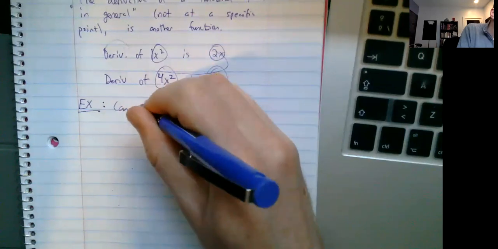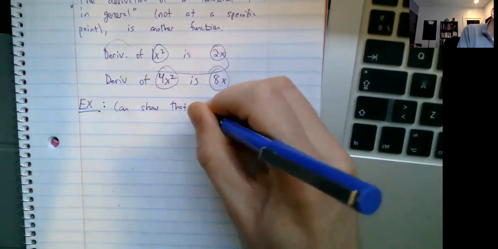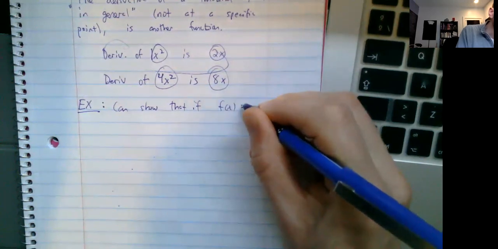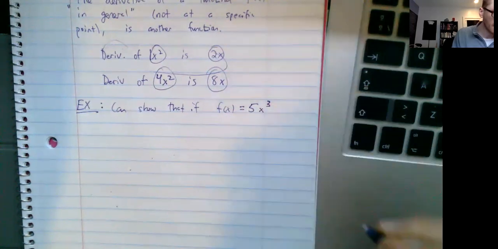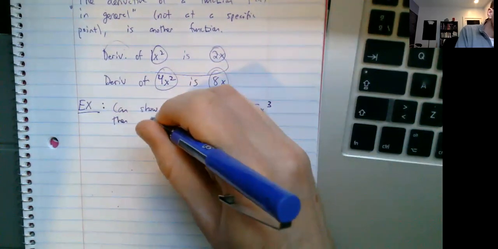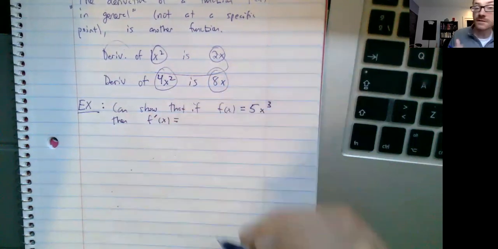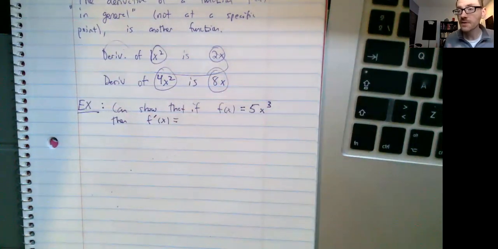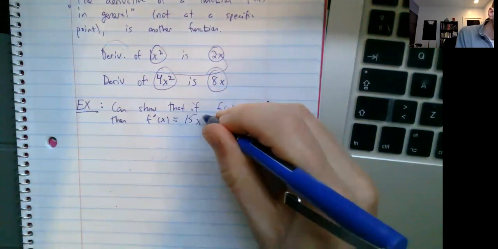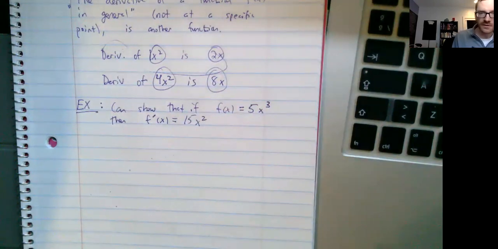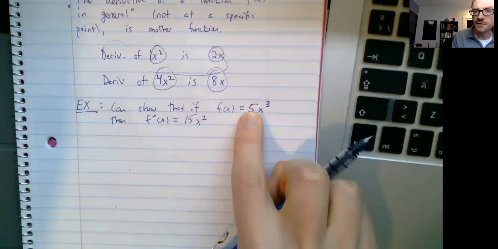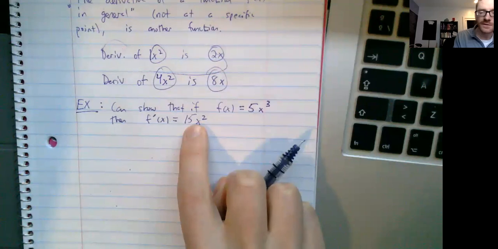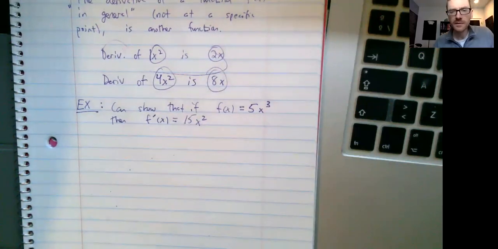You can show that if f of x is say 5x to the third, then the derivative of that function, again, this is the general derivative, the derivative not at a specific point, but in general, will be 15x squared. That's what you'll find. And the pattern here is that this exponent kind of comes down and multiplies the coefficient in front, right? So that's 3 times 5, which gives you 15. And then you subtract 1 from the exponent, okay?